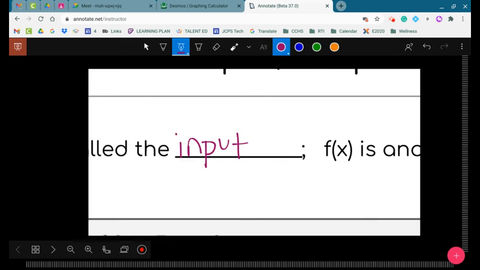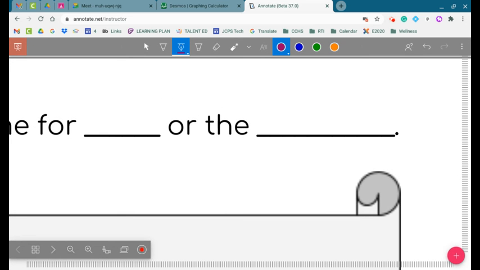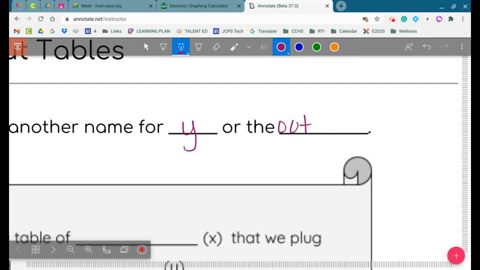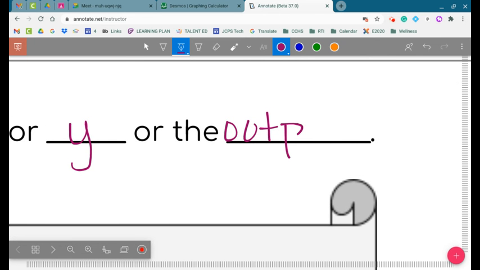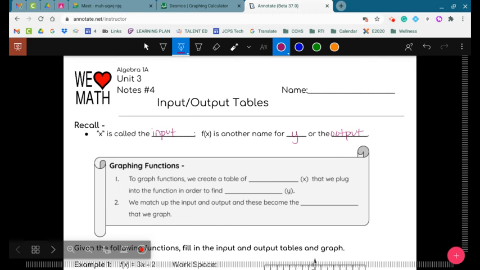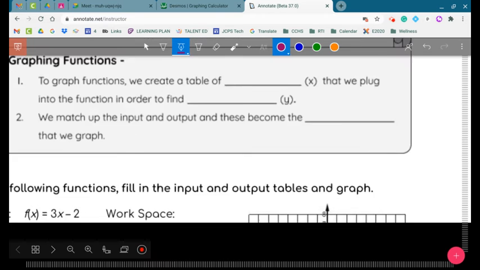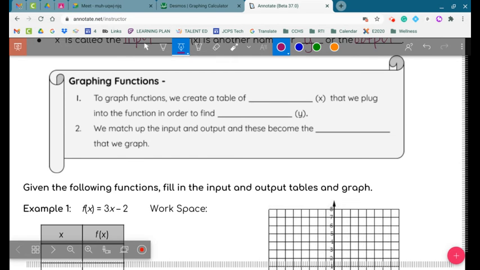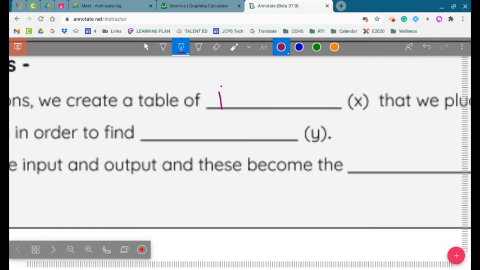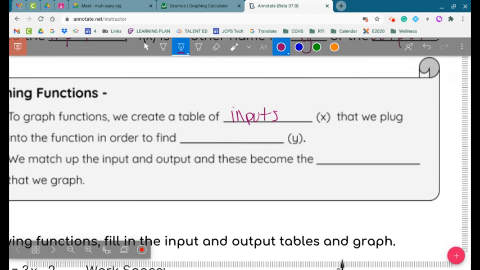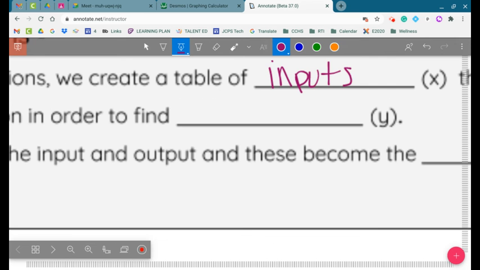And then f of x, we can call our y or the output. So f of x is another name for y, or it's our output. And I feel like we got really good at that. So to graph our functions, we're going to create a table of inputs, which is going to be our x value, that we plug into the function in order to find our output.